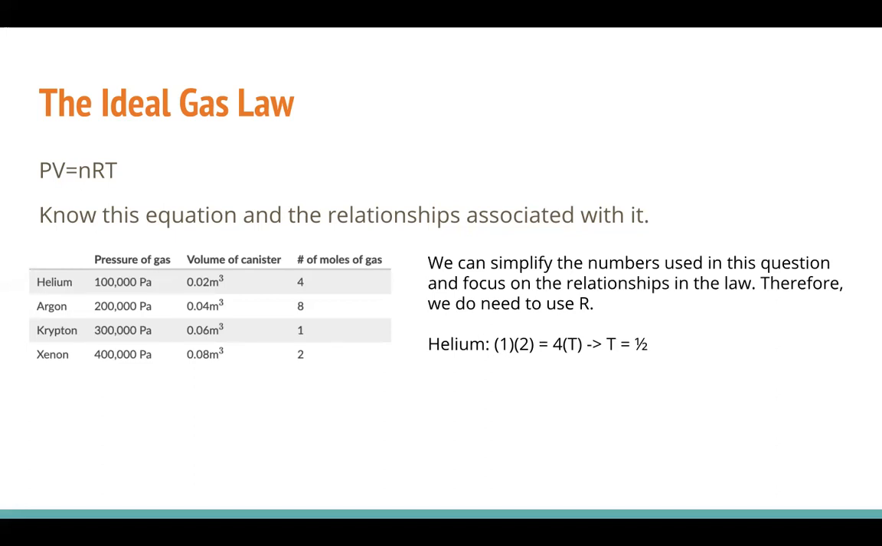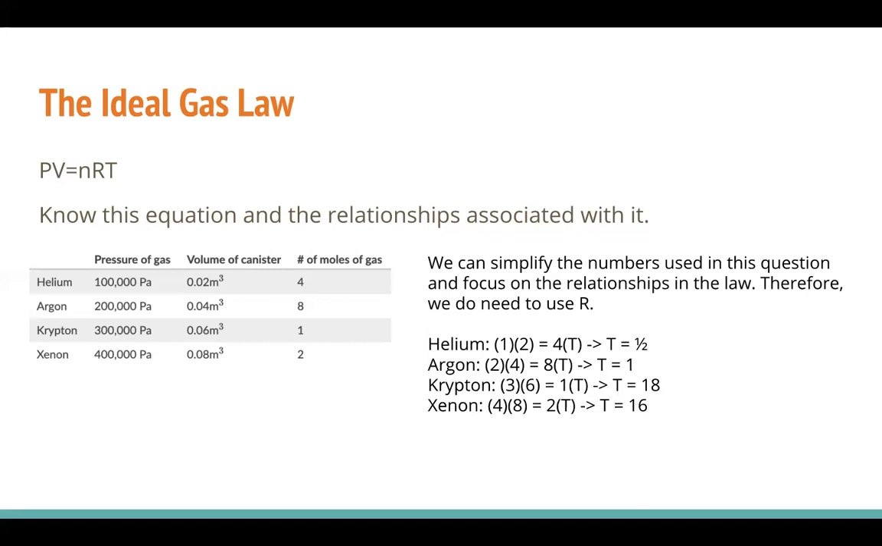And so if you calculate this without using R, just remember we're only talking about the relationships here. This isn't the actual temperature. We get 1/2. We can do the same thing for argon. 2 times 4 equals 8 times T, and we get T equals 1. For krypton, 3 times 6 equals 1 times T, so T equals 18. And then xenon, 4 times 8 equals 2 times T, and that basically means that T equals 16. And once again, this is not the real temperature. This is just our simplified relationship using the ideal gas law.